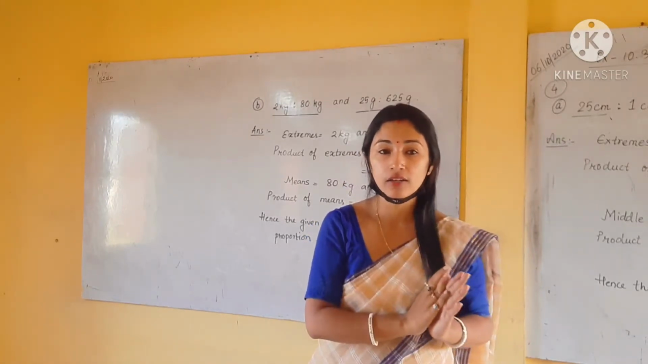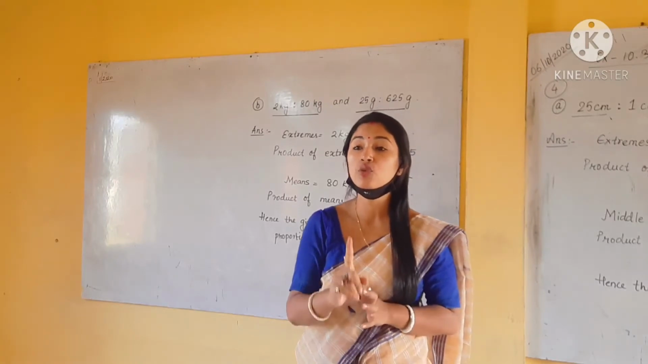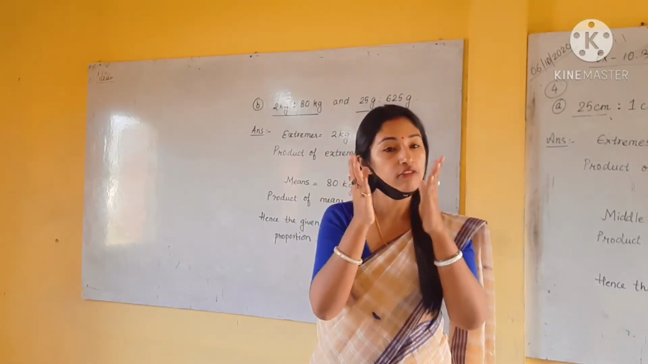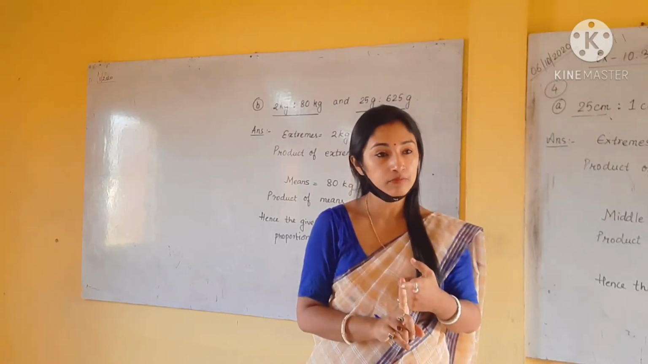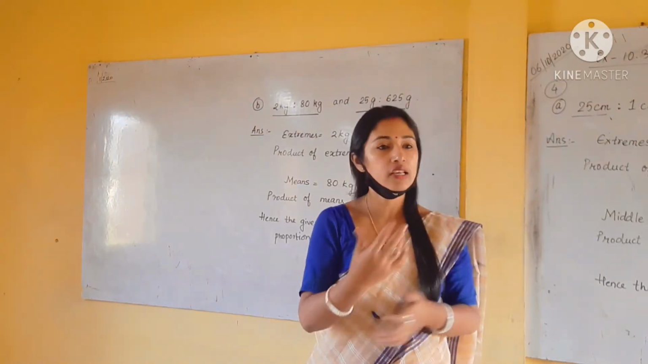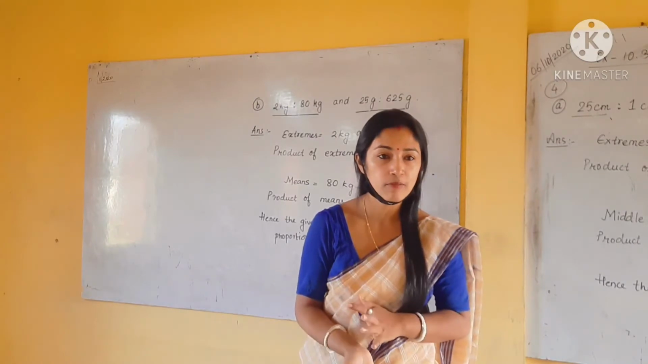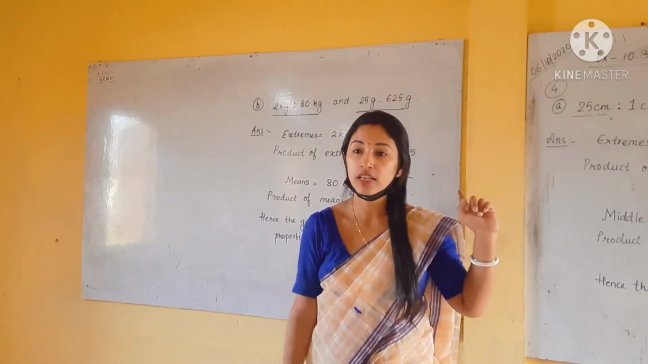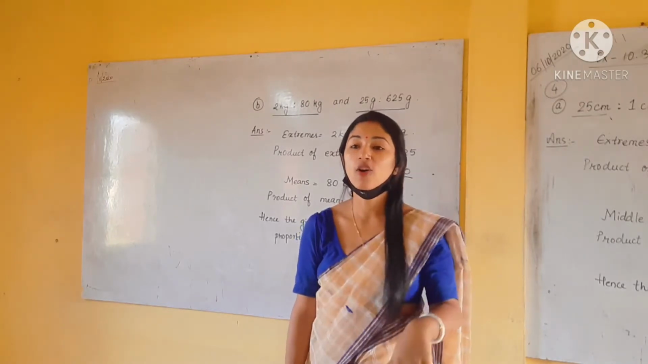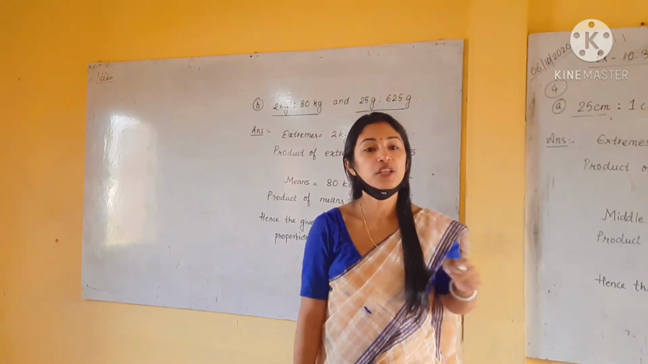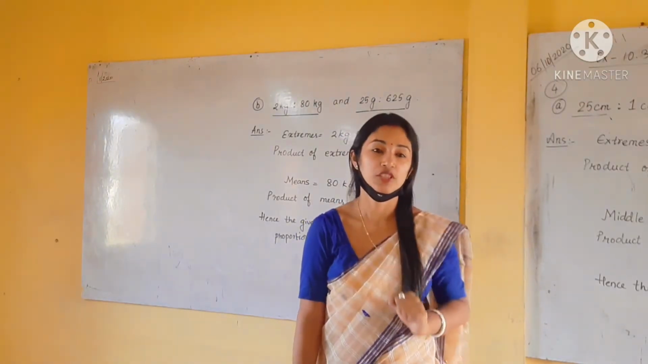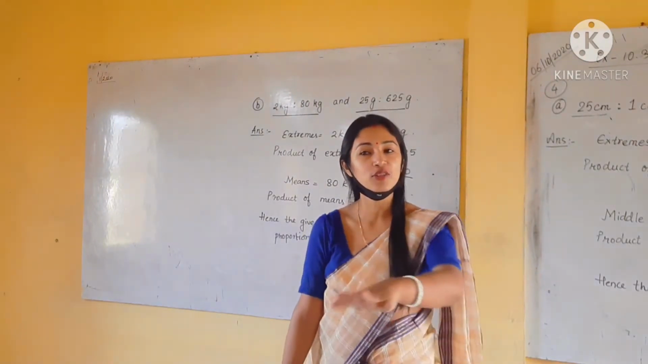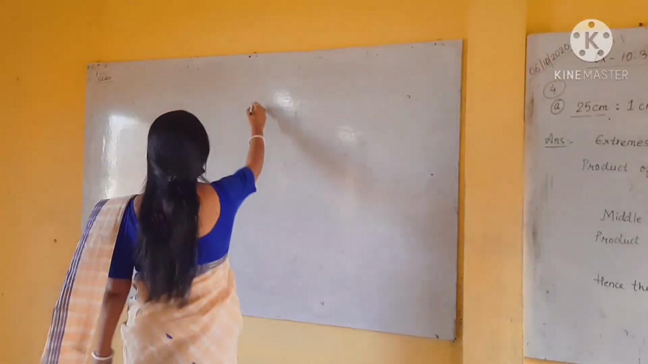We have already studied the unitary method. Unit means 1. First we find the cost for one item, that means 1 chocolate, then we can easily find the cost of 20 chocolates. That is the method we already studied in class 5. But this question we will do using proportion. We will not use the unitary method.